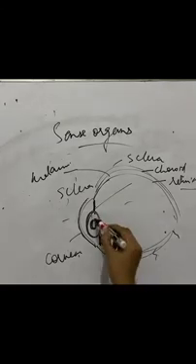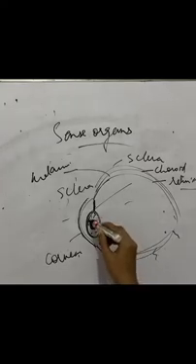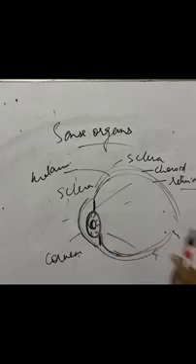The iris is the colored portion of the eye. Why is the iris of different colors? Why is some people's iris brown, green, gray, or black? This is because there is a pigment present inside the iris, and whatever color of light this pigment reflects, the same color it gives to your iris.